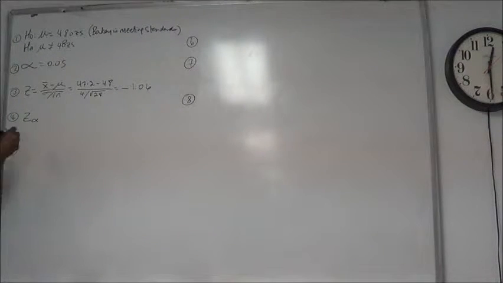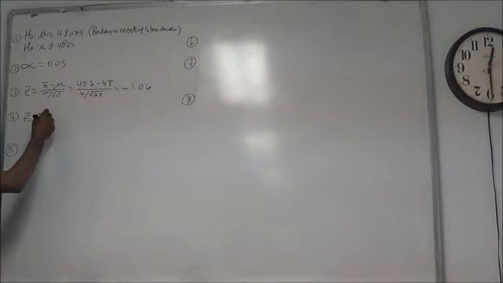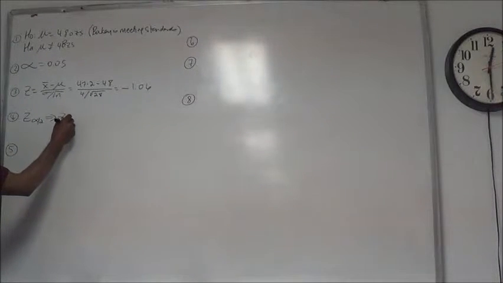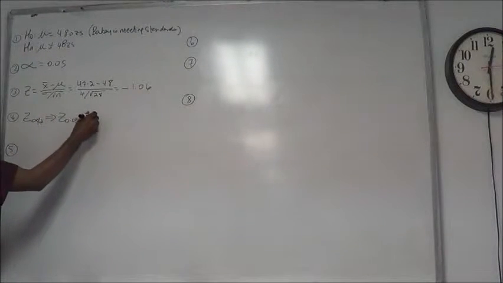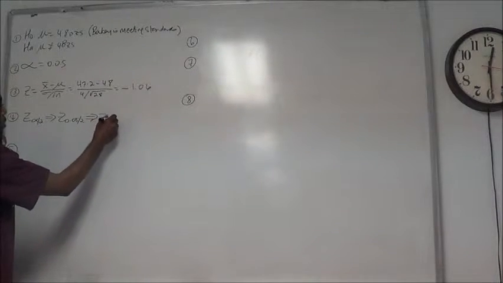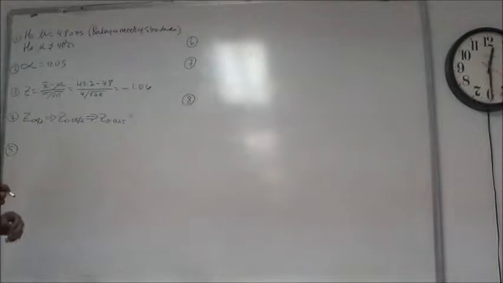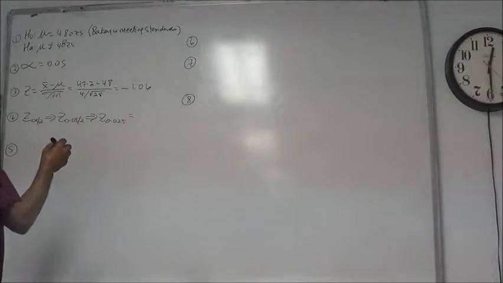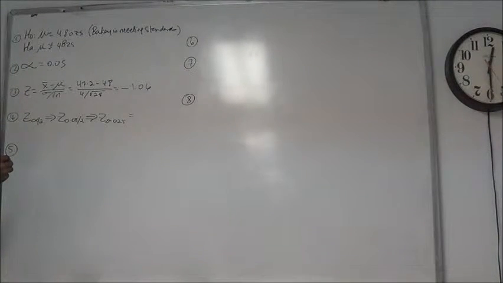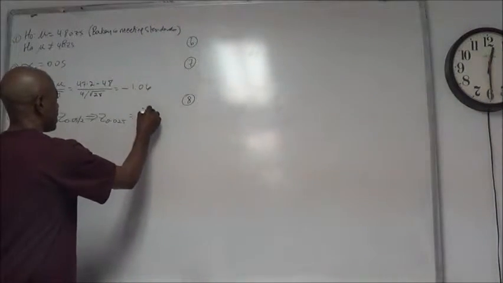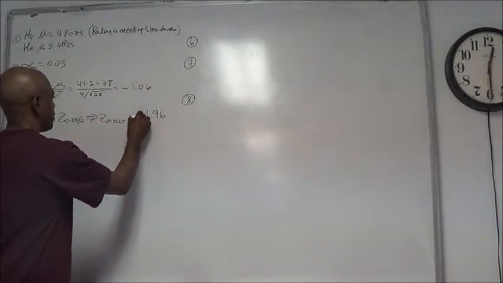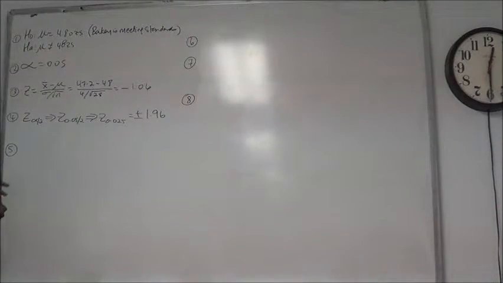Yes, two sides, yes. So we need to divide alpha by 2. So we're looking for Z at 0.05 divided by 2, which is Z at 0.025. What is Z at 0.025? 1.96. What's the sign? Plus or minus. Plus and minus.